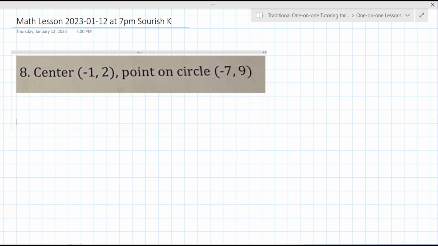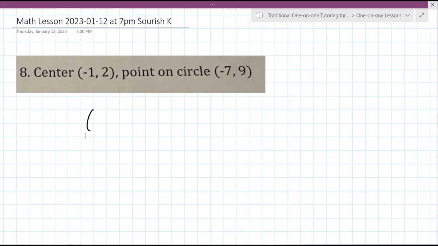Yep, I have it. Can you read it out loud to me, please? I do have it. Hello? I'm waiting for you to read it out loud. Center -1, 2, point on circle. Sourish, I'm asking for the equation of a circle. The general form of an equation of a circle. We wrote it down. I'll bet we wrote it down 6 times in our last lesson. Yeah, I know the equation of circle. It's like center and radius.